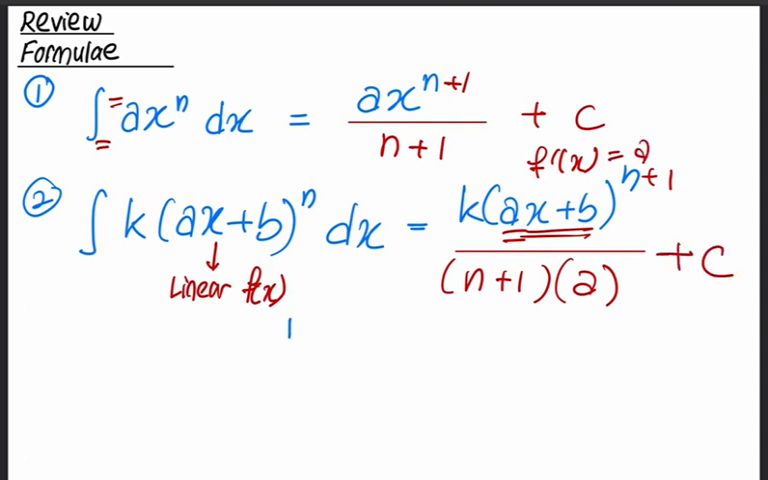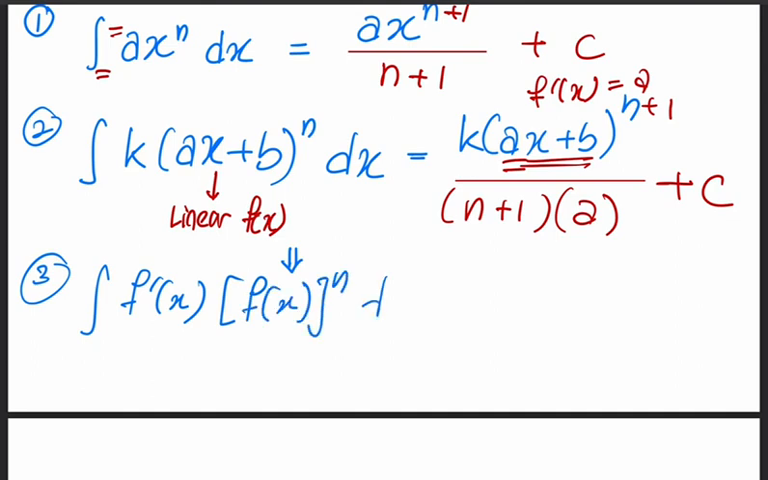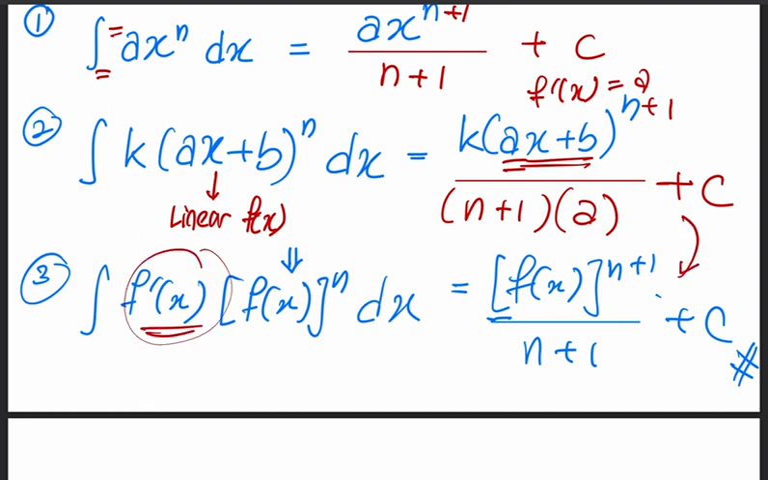And hence, from the second formula, we have already derived the third formula, that is when we have f prime x and f(x) to the power of n dx, we will get f(x) to the power of n plus 1 over the new power, which is n plus 1, plus c. And this is our expansion from the second formula. Since we are dividing by a here, and f prime x is like the a here, they cancel out each other, so it doesn't appear in the third formula.